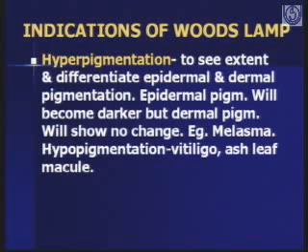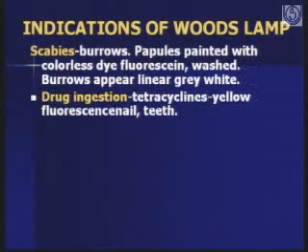And in hypopigmentation, such as in vitiligo and the ash leaf macule, which is one of the earliest signs in tuberous sclerosis, you can see the extent very clearly with a Wood's lamp. It is also useful in scabies to identify the burrows. Here the papule is painted with a colorless dye, fluorescein, and it is then washed. The dye goes inside the burrow, and when you see it with a Wood's lamp, the burrows appear as linear greyish white streaks.